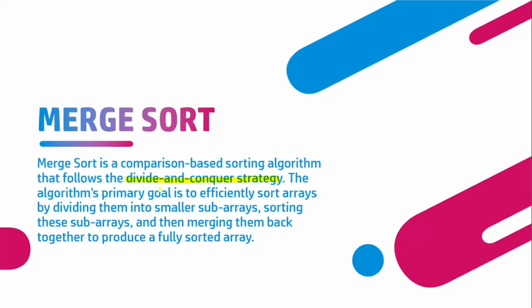This divide and conquer strategy is based on two pillars. The first task is to divide the original array, and the second, conquer, is the merging of those divided parts. At last, it produces a fully sorted array. Let's understand it with the help of an example.